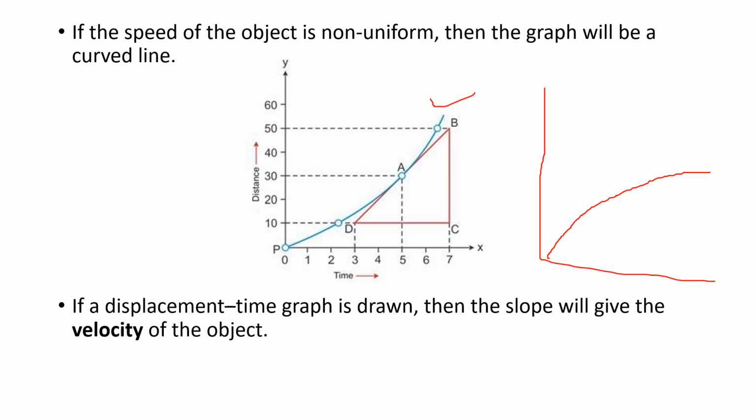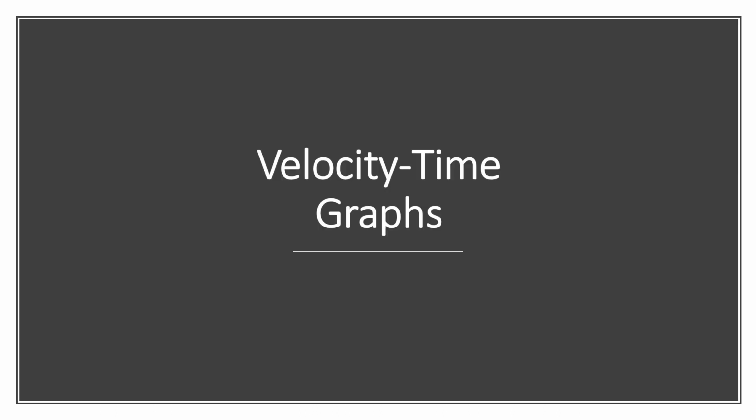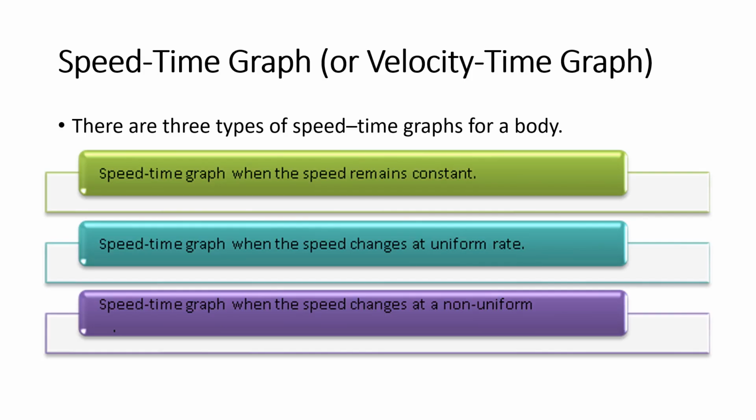And if the distance time graph is drawn, then the slope will give the velocity of the object. Now we will study about velocity time graphs. Velocity time graph or speed time graph shows how the velocity of a body changes with the passage of time. And to draw a velocity time graph, velocity of the body is plotted along the y-axis and time taken is plotted along the x-axis.